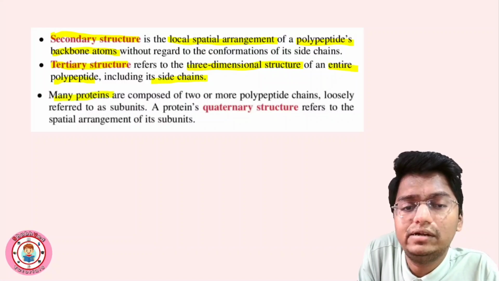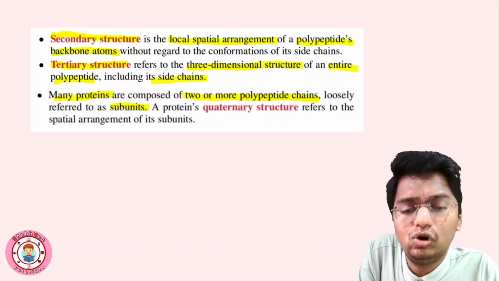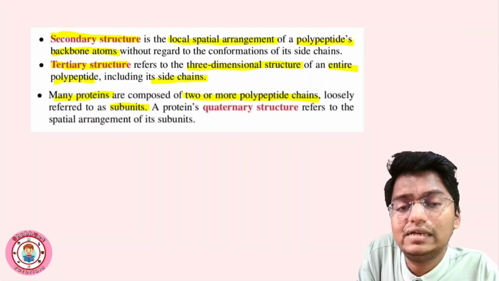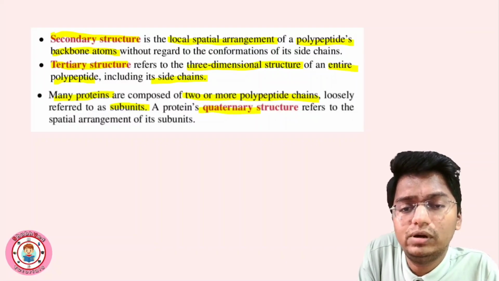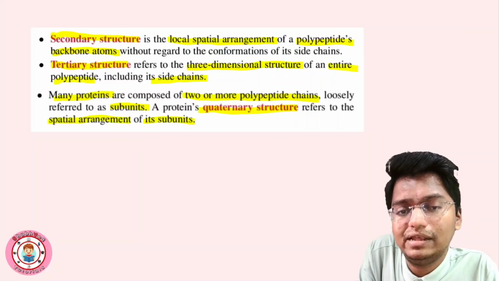Many proteins are composed of 2 or more polypeptide chains, loosely referred to as subunits. Right? It means proteins don't have only one chain. Right? There are 2 or more chains also present. So those we call subunits basically. And quaternary structure is what? Arrangement of those subunits as a whole, right? As a unit basically. A protein's quaternary structure refers to the spatial arrangement of its subunits, right? How the subunits are arranged in space, right?